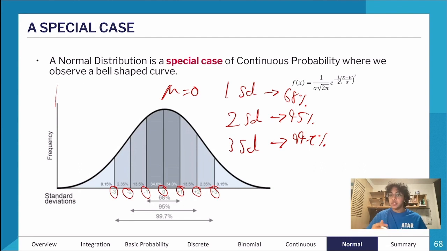Know that standard deviation can either go up or down. So from 0 to 1, it captures 34%, and then from -1 to 0, it captures another 34%, which is where you get your 68 from. Same with the 95 and same with the 99.7.